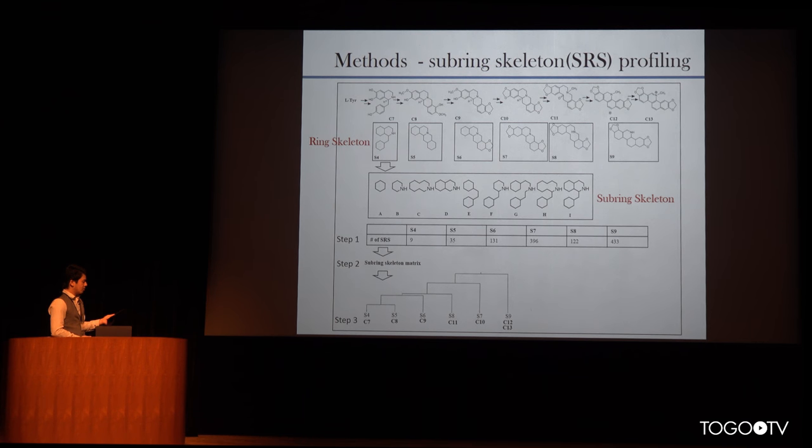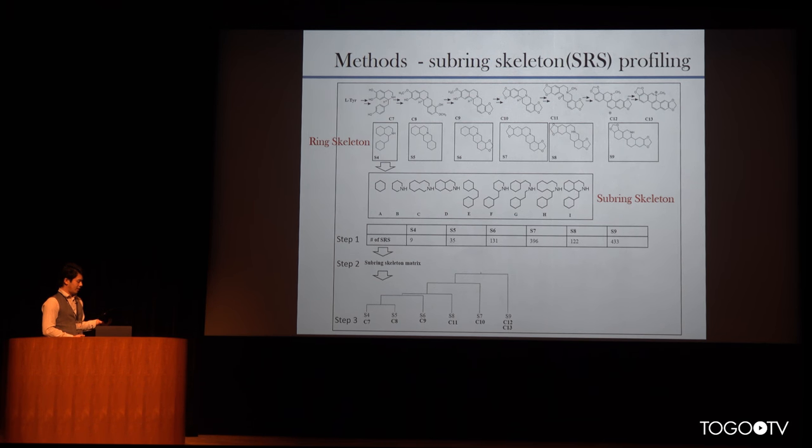And next, Subring skeletons were produced for each ring skeleton. For example, S4 corresponds to 9 Subring skeletons like this. In step two, a Subring skeleton matrix was constructed by setting binary elements according to the presence or absence of the Subring skeleton in the compound. Here we use the IUPAC International Chemical Identifier for isomorphism checking of Subring skeletons. In step three, compounds were clustered based on hierarchical clustering methods.